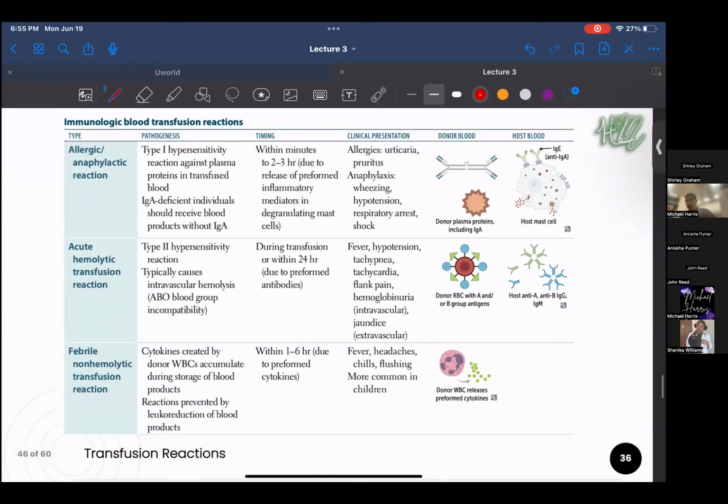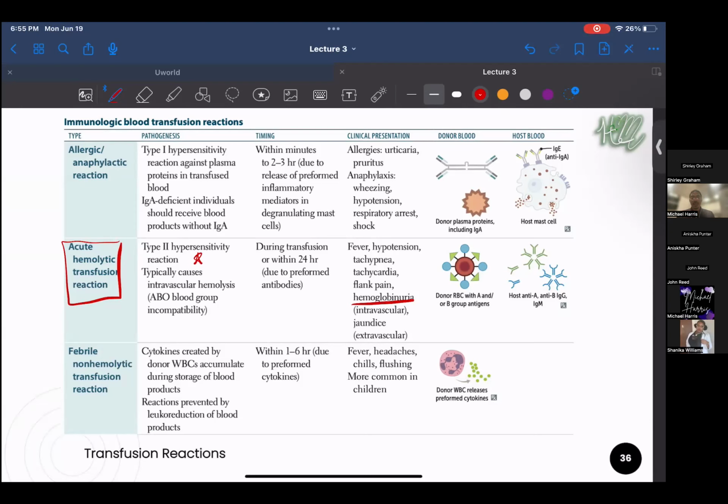Essentially, you have different transfusion reactions based on what is being affected or targeted. For instance, if RBCs are being targeted, that is known as an acute hemolytic transfusion reaction. Since you're binding to the actual RBCs, this is a type 2 hypersensitivity. You present with symptoms like fever, hypotension, and hemoglobinuria, because the red blood cells are being burst open.